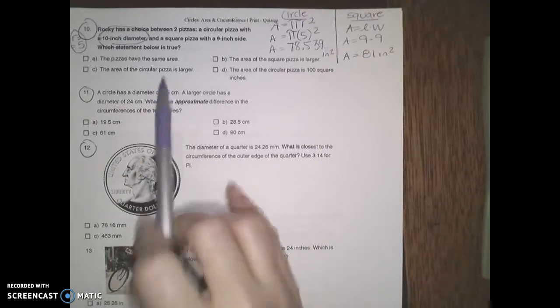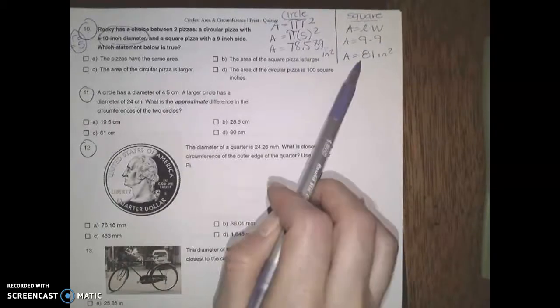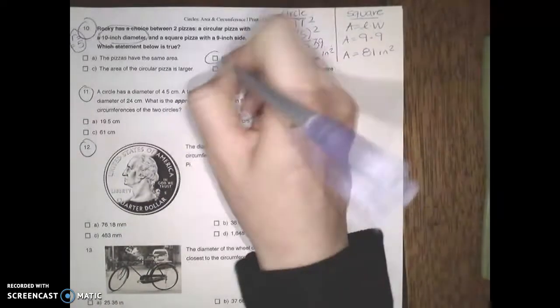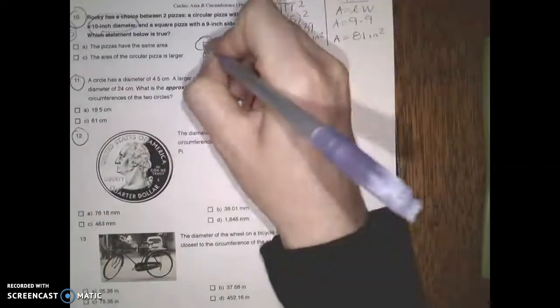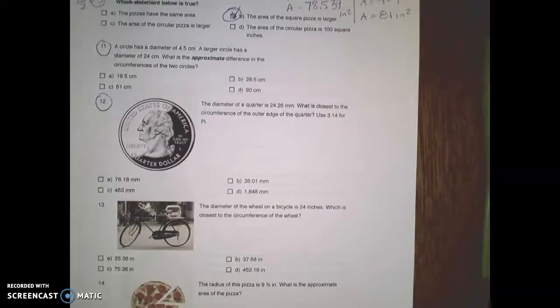Okay, so now we can easily tell which pizza has more area. We can clearly see they're not the same area. Hopefully you noticed that the square pizza is larger. The area of the square pizza is larger. All right, I'm just gonna go over 2 more on this question, on this page.